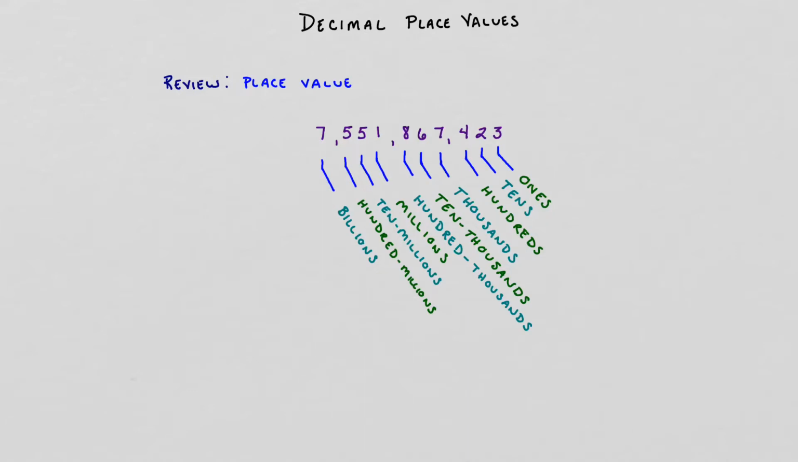So notice if we read through the names underneath this number of 7,551,867,423, we see that there's almost a pattern or a cycle here. After we have ones, tens, hundreds, then we start with a group of thousands. So we start off with thousands, 10,000s, 100,000s. After that, we move into a millions cycle. So we have millions, 10 millions, and 100 millions. Then after that, we start a billion cycle. You can imagine that if I were to extend this number further out to the left, we would have a 10 billions place and then a 100 billions place.